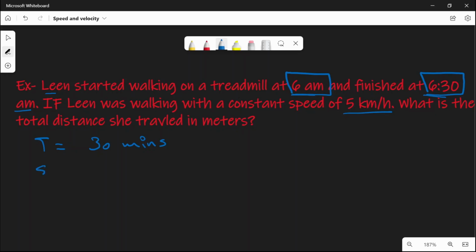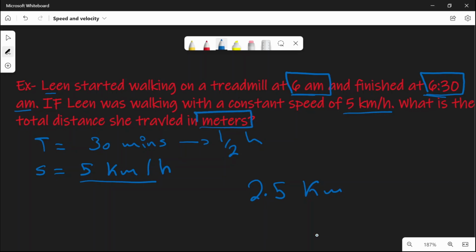And her speed is given as 5 kilometers per hour. And that means that every hour that passes, she runs 5 kilometers. So in this case, she only ran for 30 minutes, which is half an hour. So she only traveled a distance of 2.5 kilometers. However, he wants the value of distance given in meters.